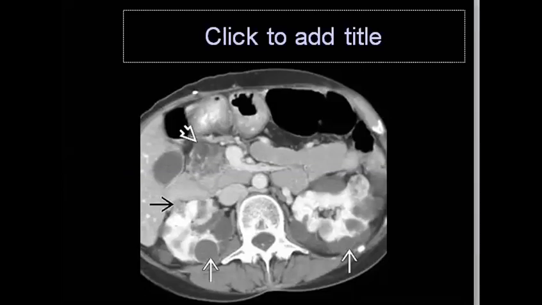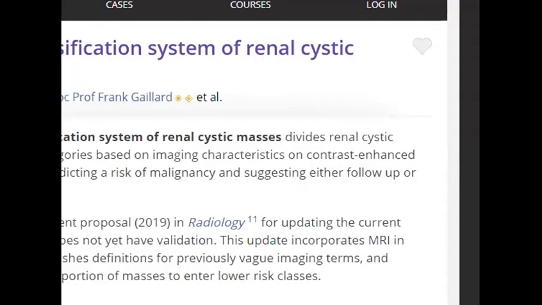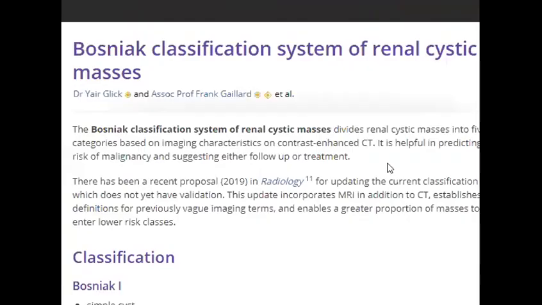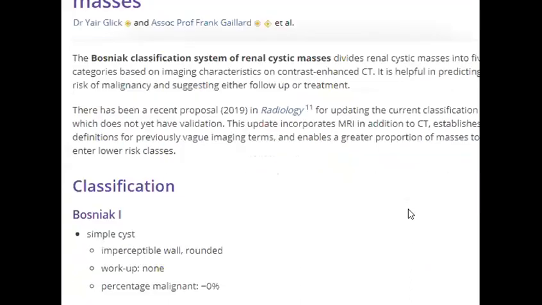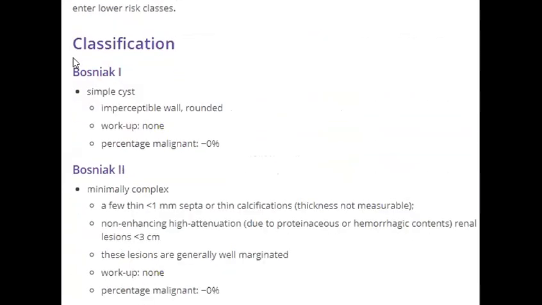I just want to show you something because I think what is in this presentation is a bit of an old version of the Bosniak classification. So let's just watch what is new. I think it's better to mention that Bosniak 1 is the simple cyst, as you mentioned, and the workup here would be nothing.